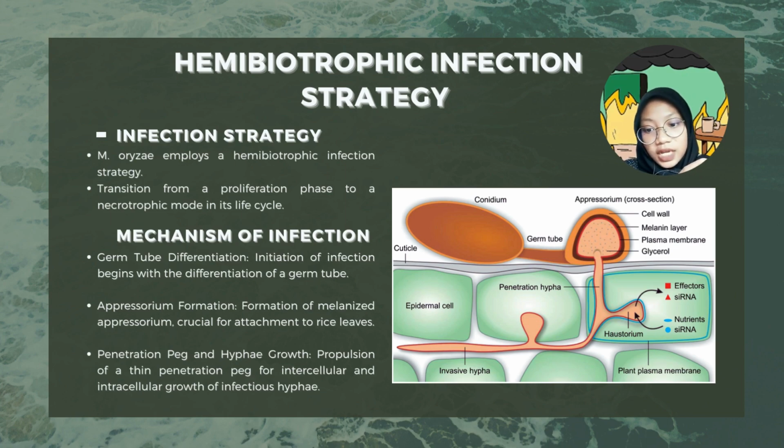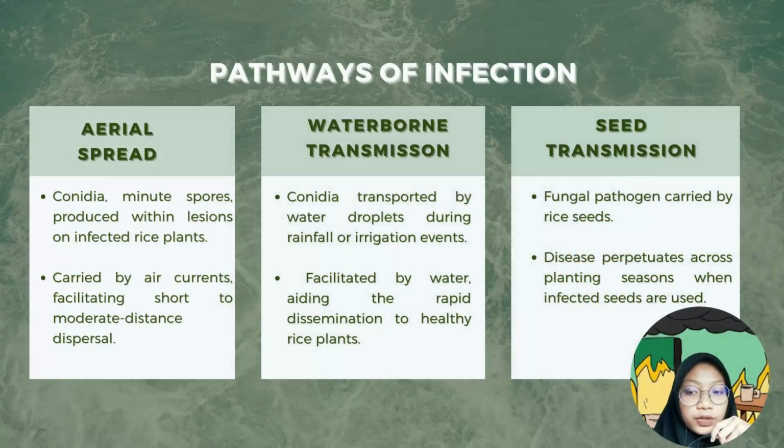So once attached, the fungus brings out the big gun with the penetration peg and hyphae. A tiny peg pushed by the fungus's pressure pierces the plant's layer. This not only breaks the plant's defense but also acts as a highway for the infectious growth, letting the fungus travel through the space inside and between the rice plant cells.